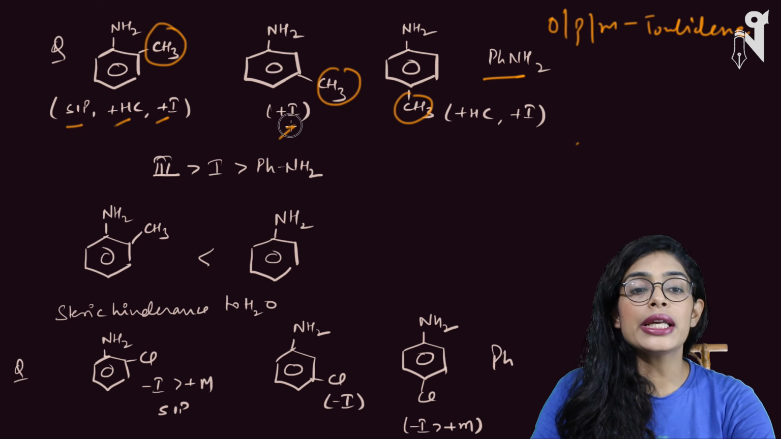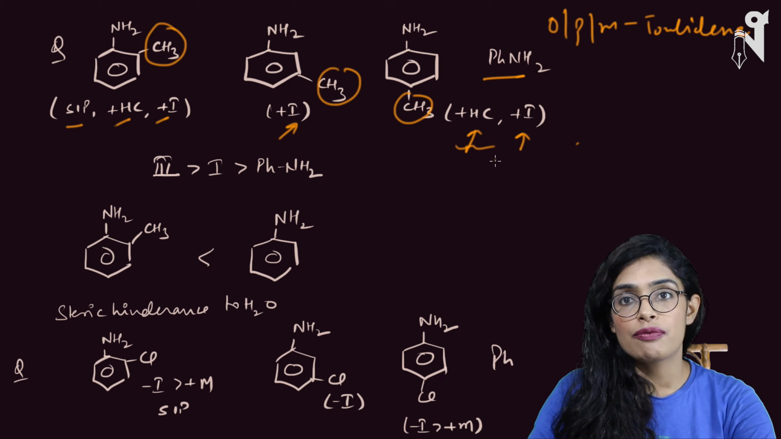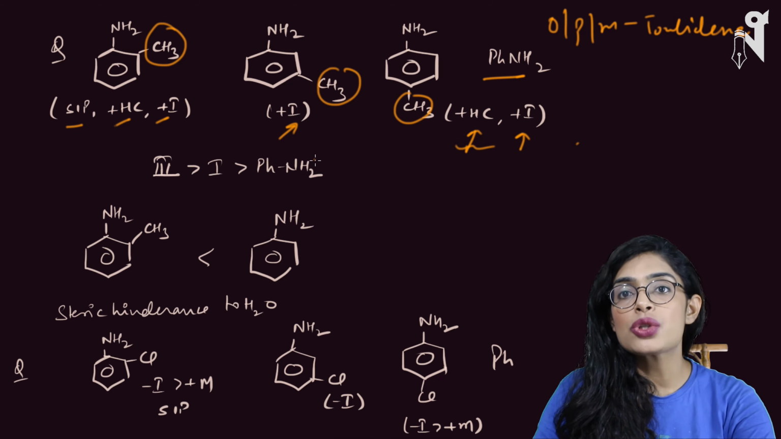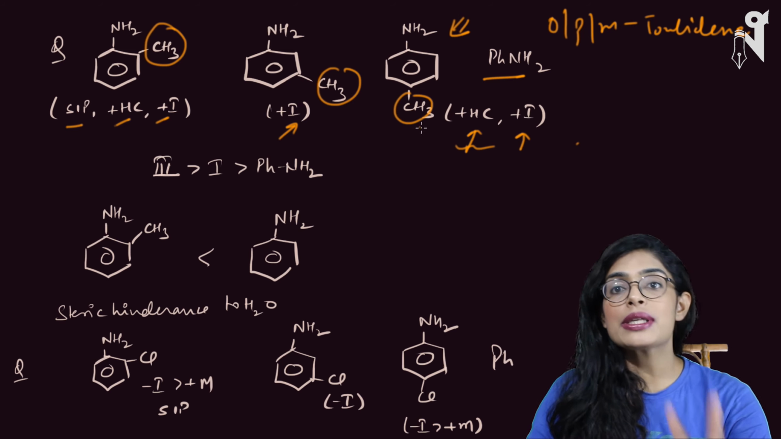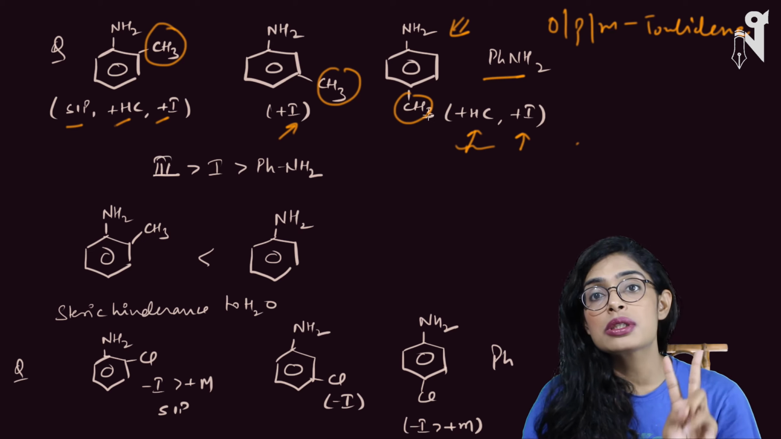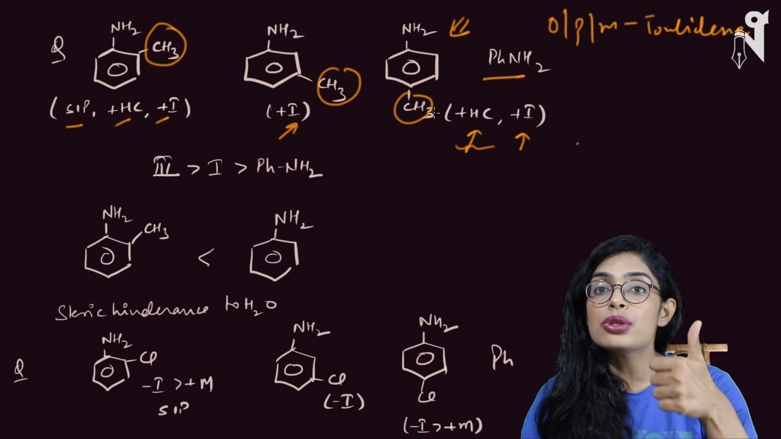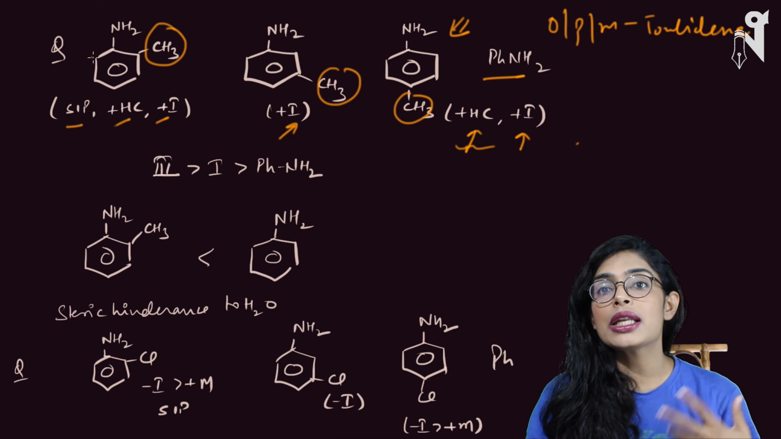CH3 on meta shows a donating inductive effect. Hyperconjugation and inductive effects are both donating in case of para, and aniline has no group present over here. So here, which one will be the strongest base? The strongest base will be the one with CH3 at the para position. Why? Because it has two electron donating effects present. One is through hyperconjugation, one is through the inductive effect. Why not ortho? Because ortho has steric inhibition of protonation.